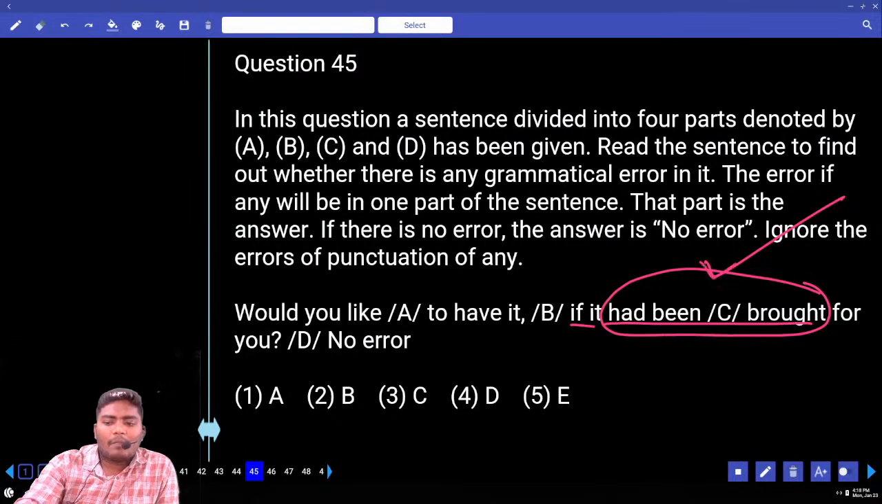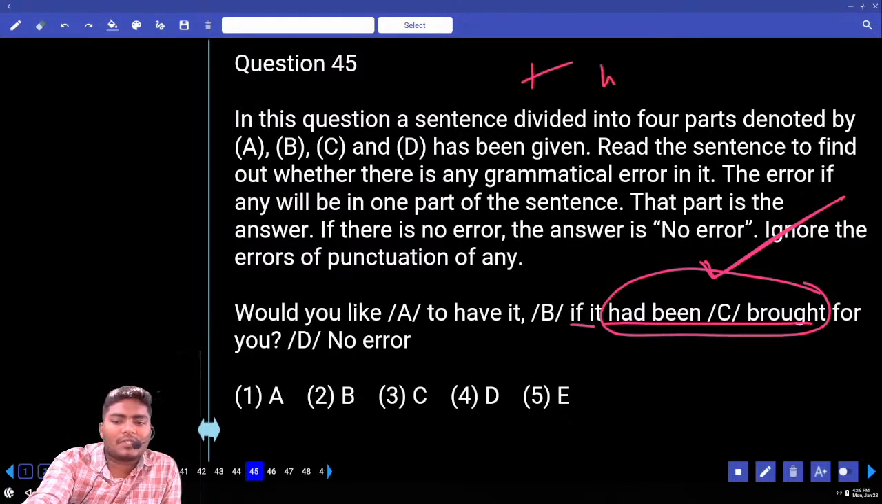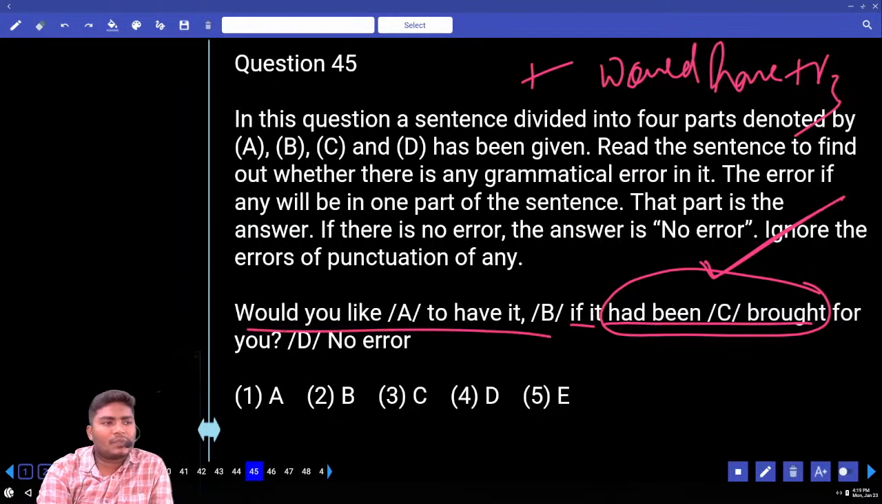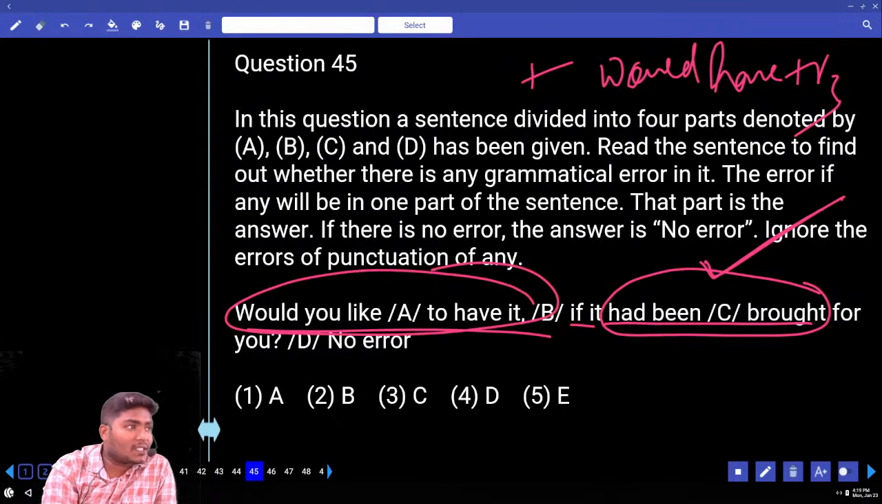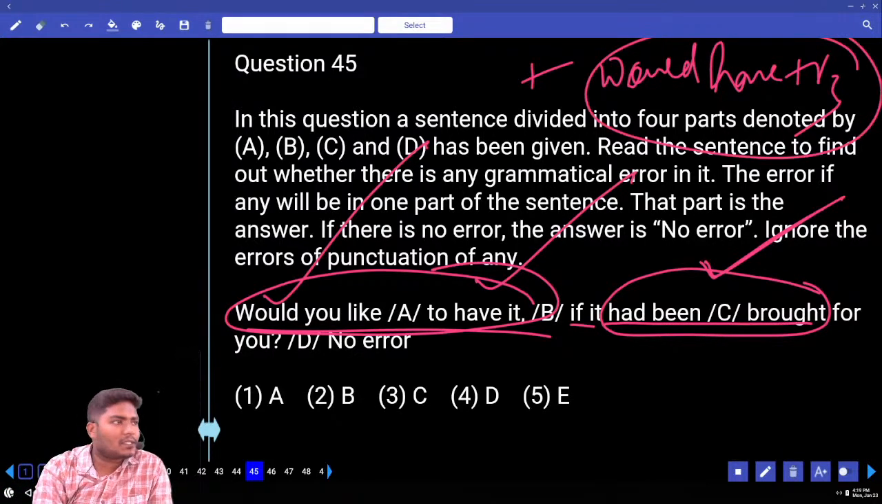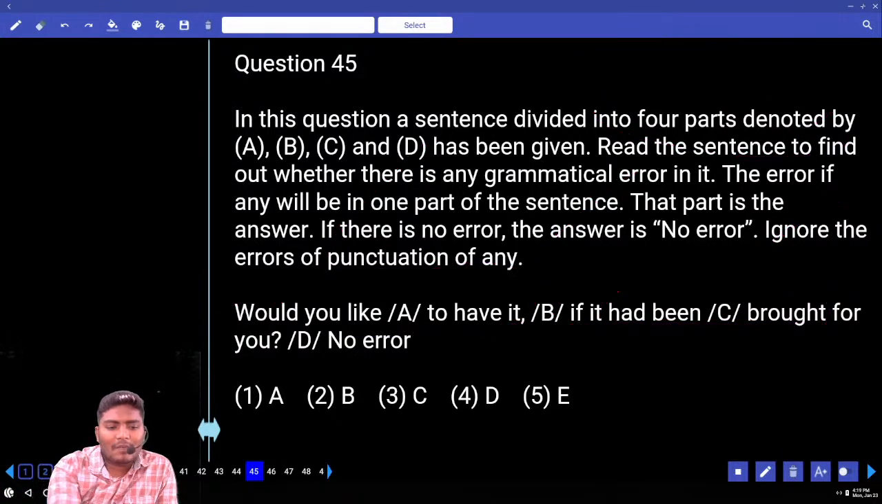Now, when had plus V3 or had been plus V3 is given, on the other side, what type of structure do we need here? Would have plus V3. Do you have any structure like would have plus V3? On the other clause, is any would have plus V3 needed? See, would is there, have is there. I am not speaking about would and have separately. There must be one combination of would have plus V3. Do you find such type of sentence? No.